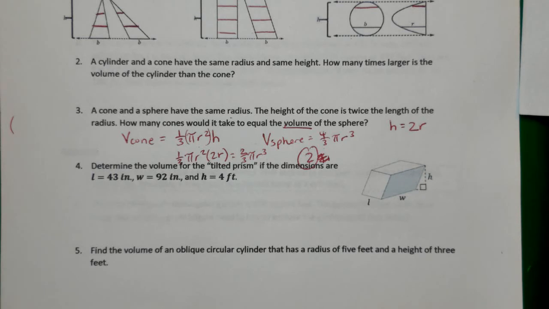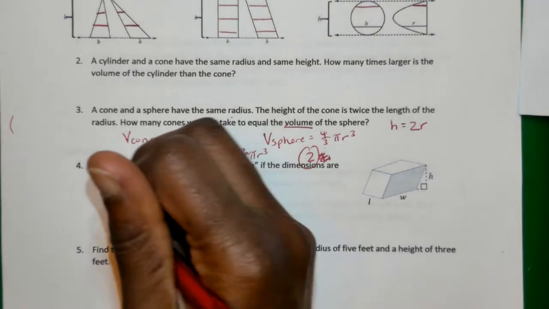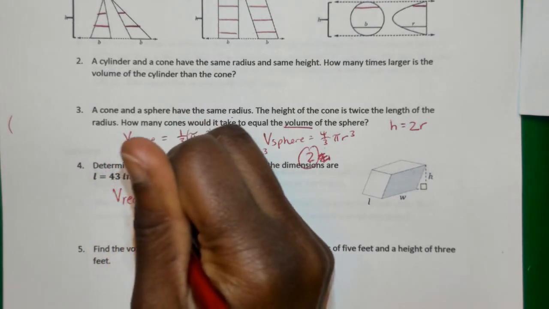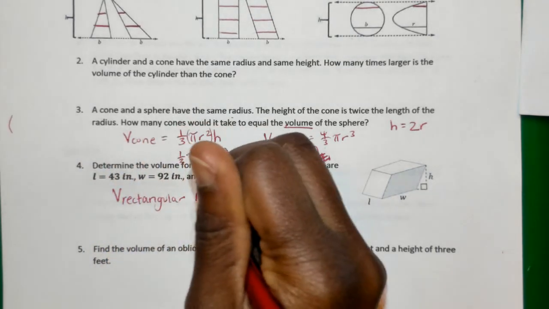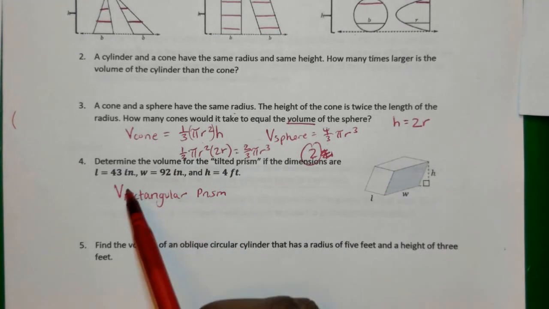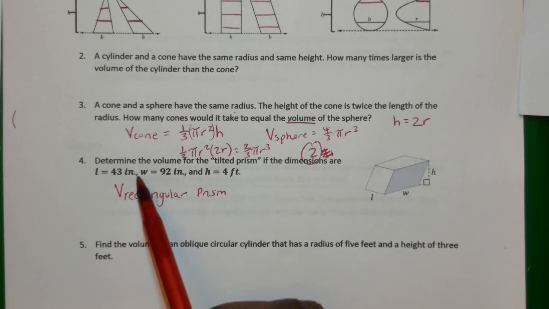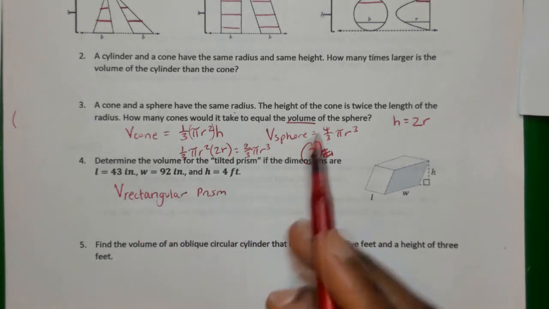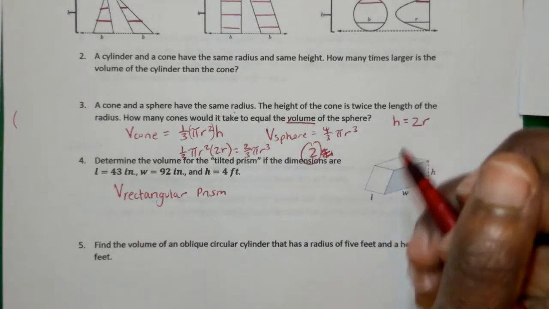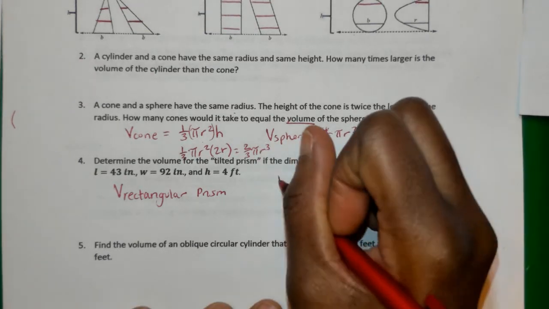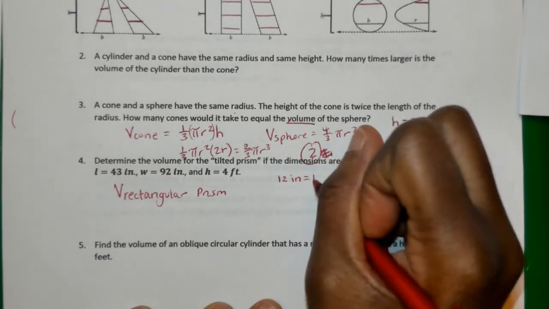Okay, on number 4, you're just finding the volume of a tilted prism, but applying Cavalieri's principle, the tilted prism volume is the same as the volume of the prism as if it was straight up. So you would still just do the volume of a rectangular prism. And the one thing you want to be careful about is all of these have to be the same measurement, like units of measure. Right now we have inches, and then feet. So we want to convert them to the same measurement, and we know the conversion for inches to feet is there's 12 inches in every 1 foot.